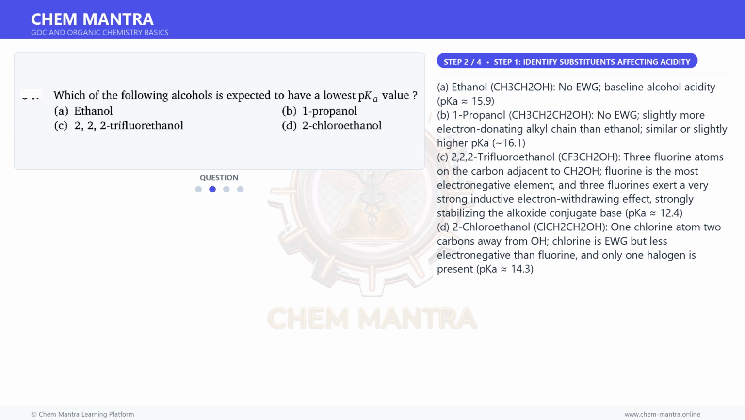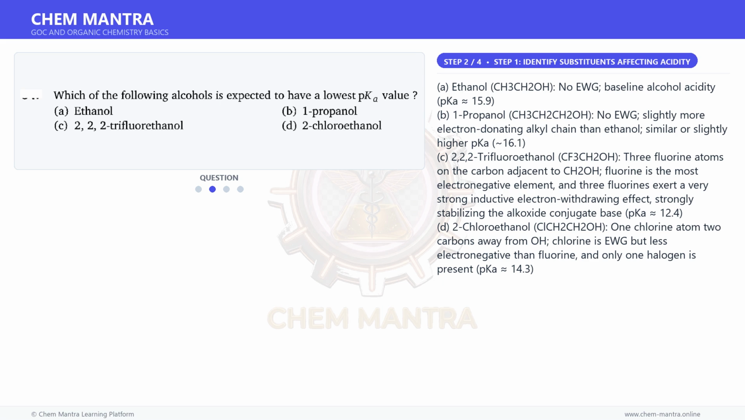C. 2,2,2-trifluoroethanol, CF3CH2OH, 3 fluorine atoms on the carbon adjacent to CH2OH. Fluorine is the most electronegative element, and 3 fluorines exert a very strong inductive electron withdrawing effect, strongly stabilizing the alkoxide conjugate base, pKa 12.4.